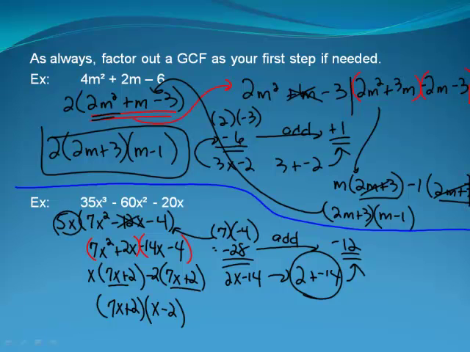And then don't forget that greatest common factor that you factored out in your first step to be multiplied to the factored form of your group. And that is your final answer, 5x times the quantity 7x plus 2 times the quantity x minus 2.